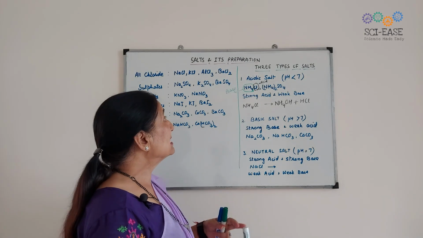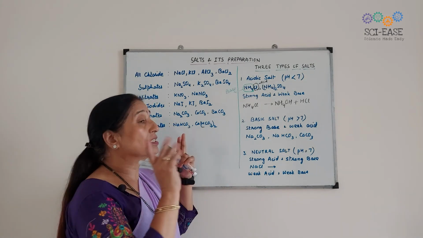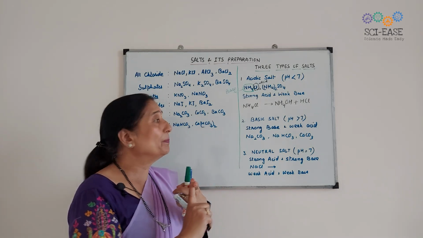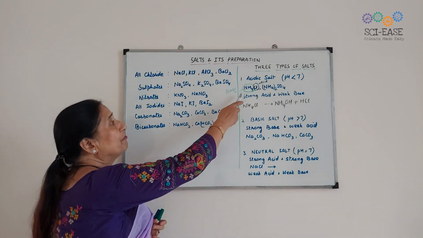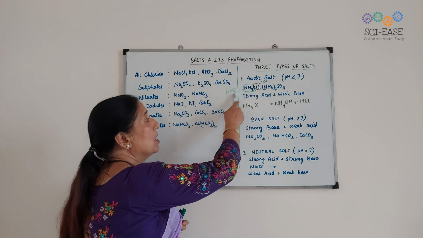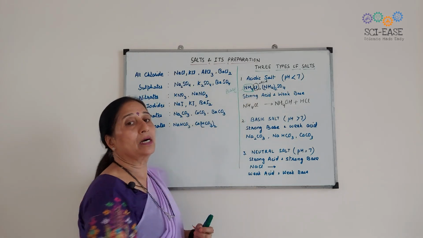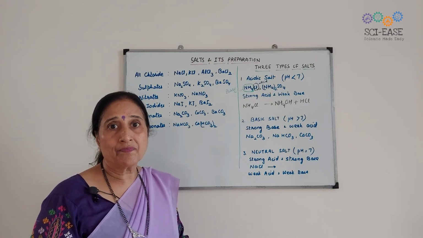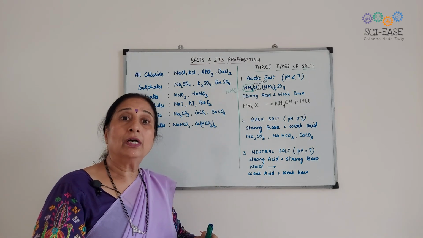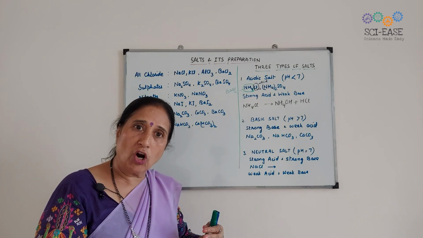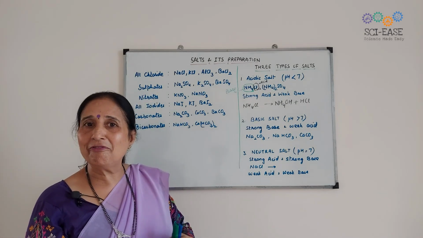So, these are the acidic salts. For every salt, one thing that should be clear to you is that the first part is formed by the base, and the second part is formed by an acid. In the case of acidic salts, the acid should be strong and the base should be weak.